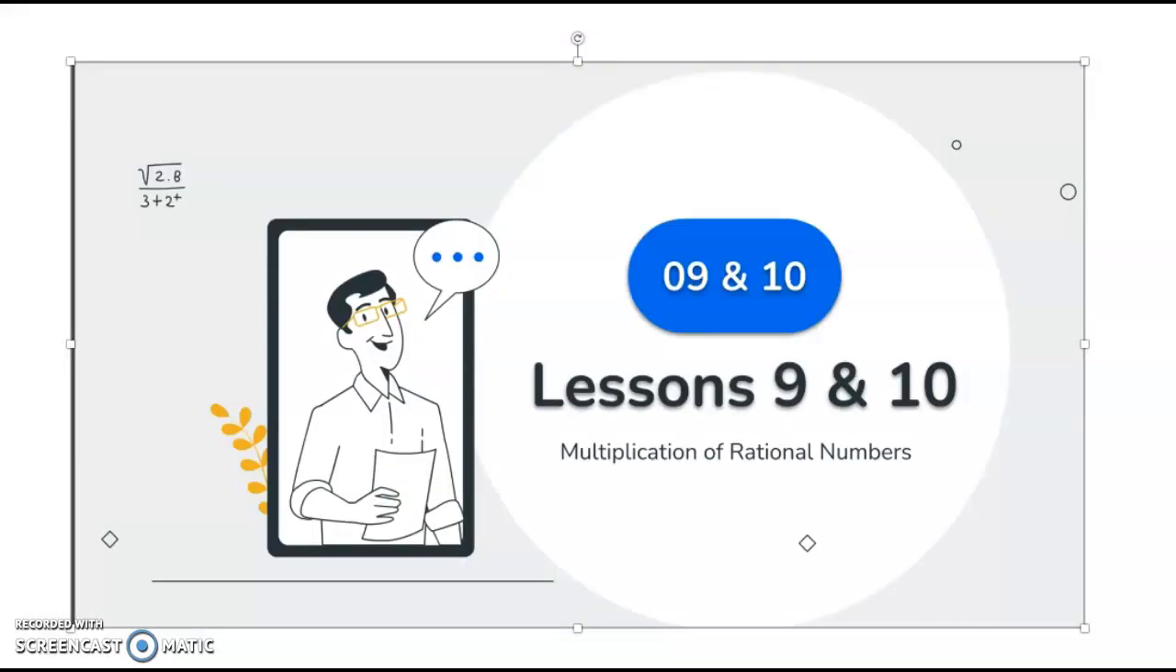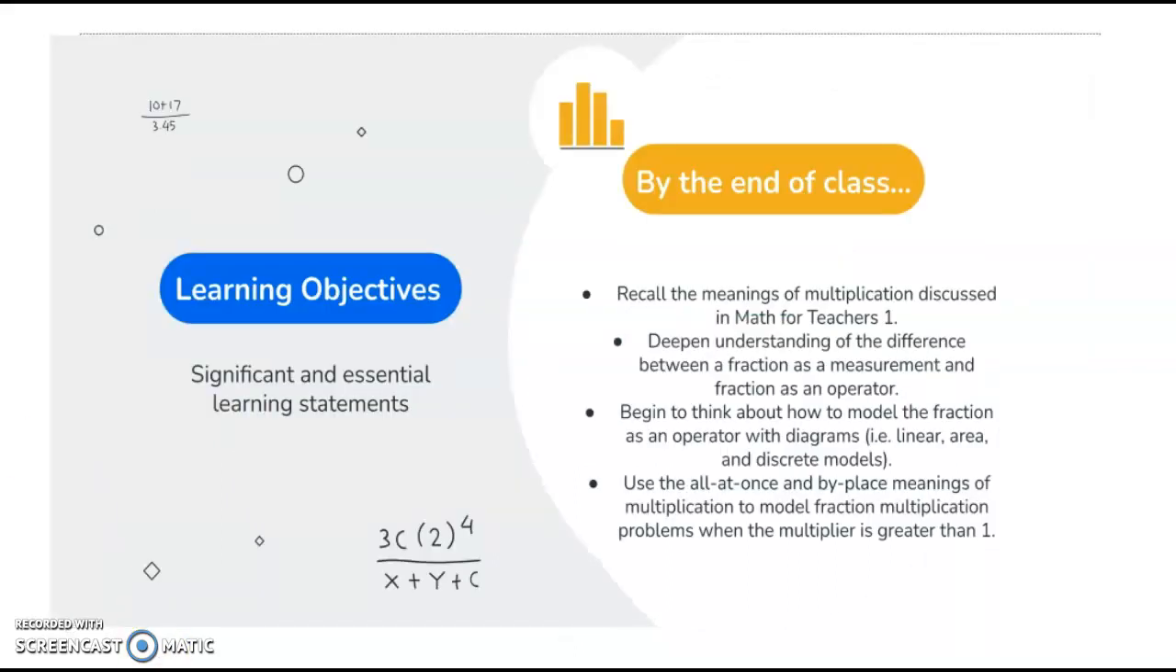Okay, again, this is lessons 9 and 10, multiplication of rational numbers. By the end of this class, our learning objectives will be the following. Recall the meaning of multiplication discussed in Math for Teachers 1. Deepen our understanding of the difference between a fraction as a measurement and a fraction as an operator.